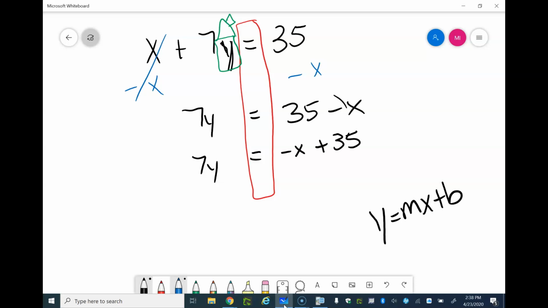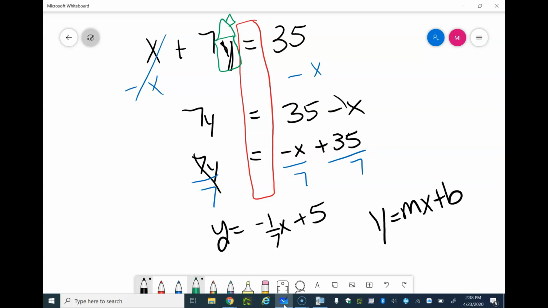So now I'm going to get y by itself by dividing, doing the opposite to each part here. So my final answer now, because these cancel, is going to be y equals, and I can't divide the x into the 7, so I'm just going to leave it, and it's understood 1 to be in front. So negative 1 over 7x, and then 35 divided by 7 is going to be 5. So here is going to be my equation when y is by itself.